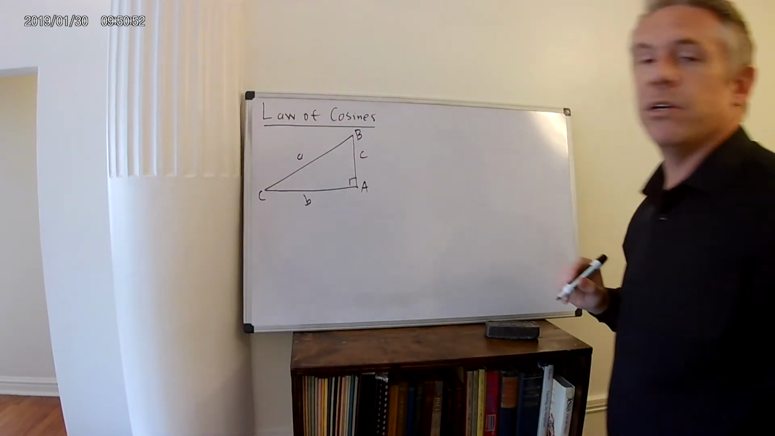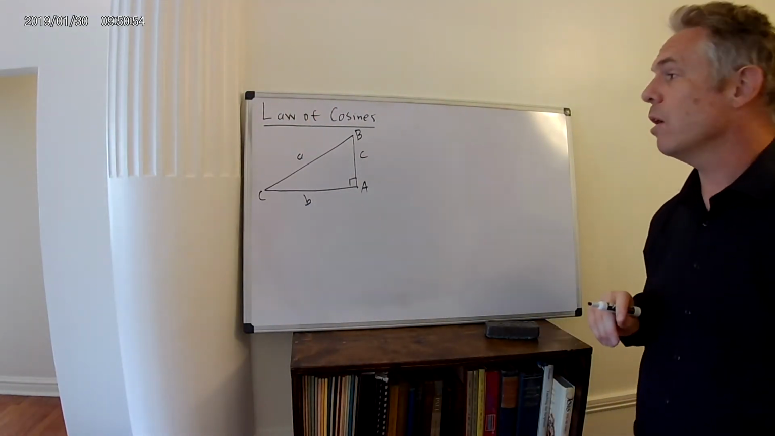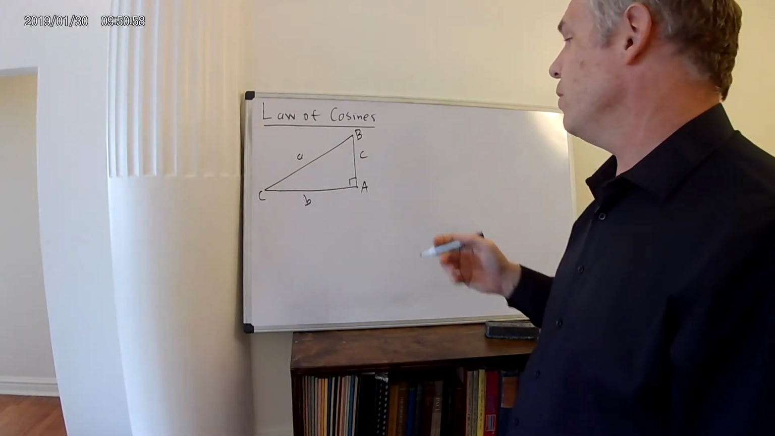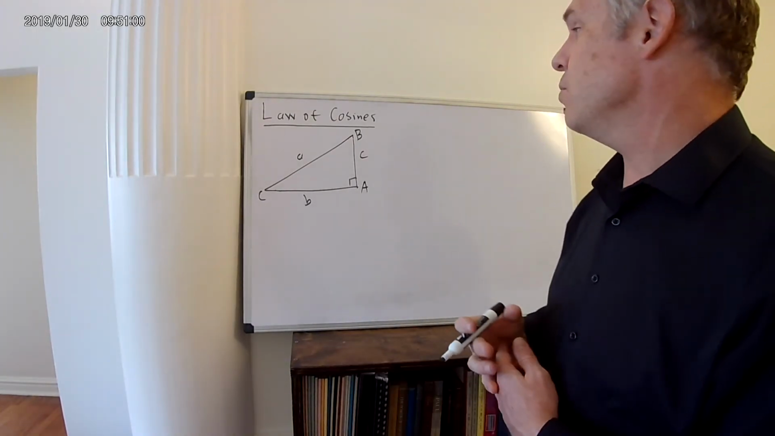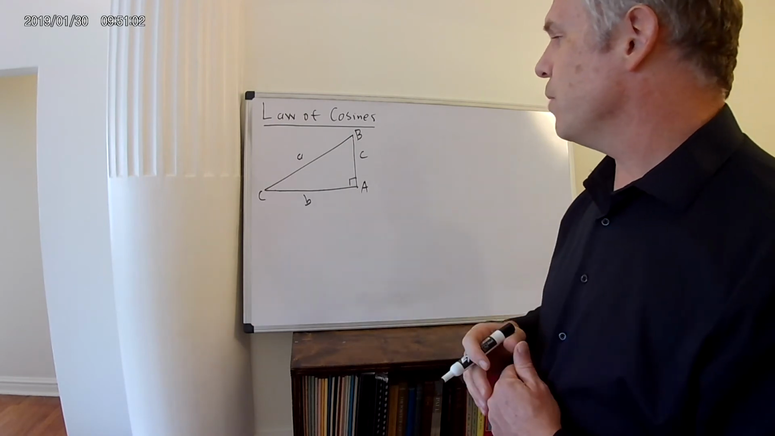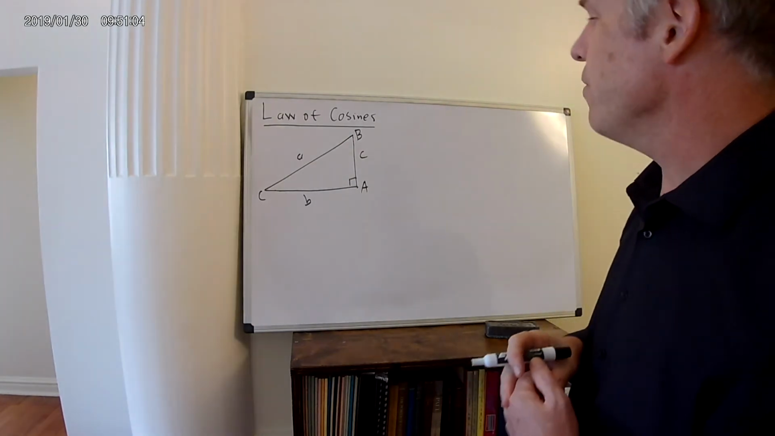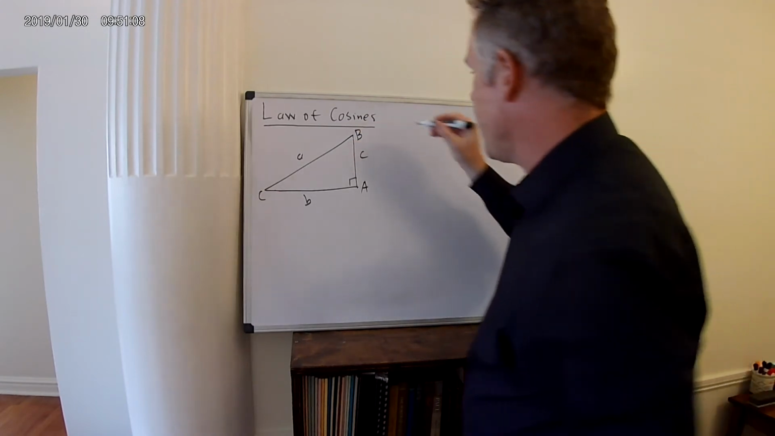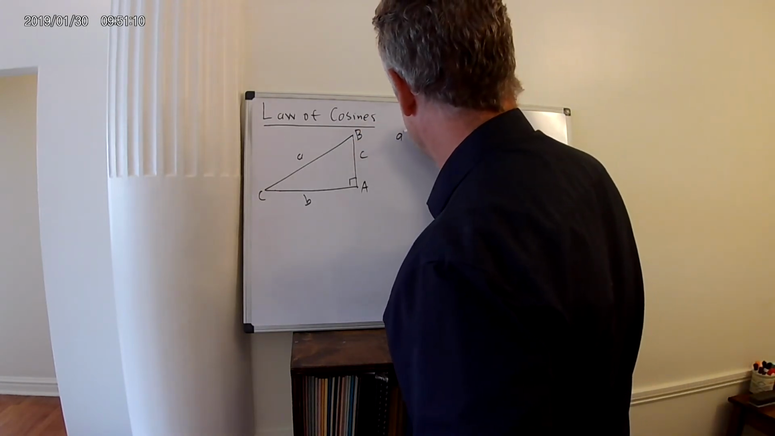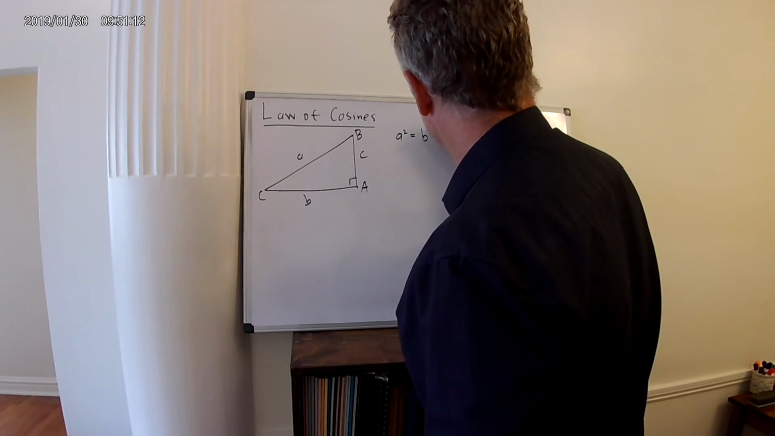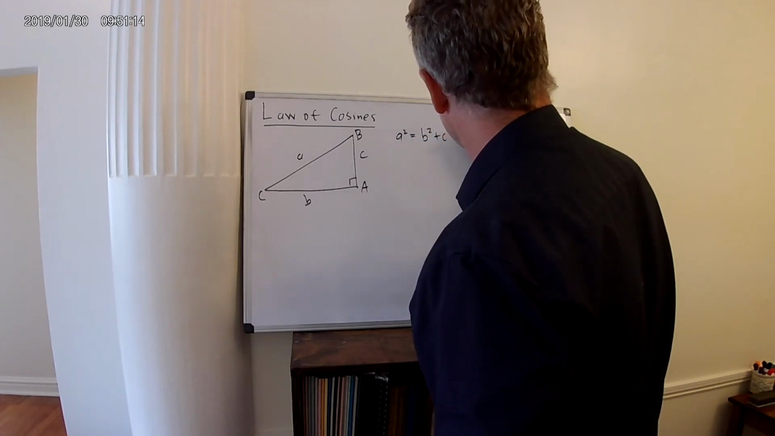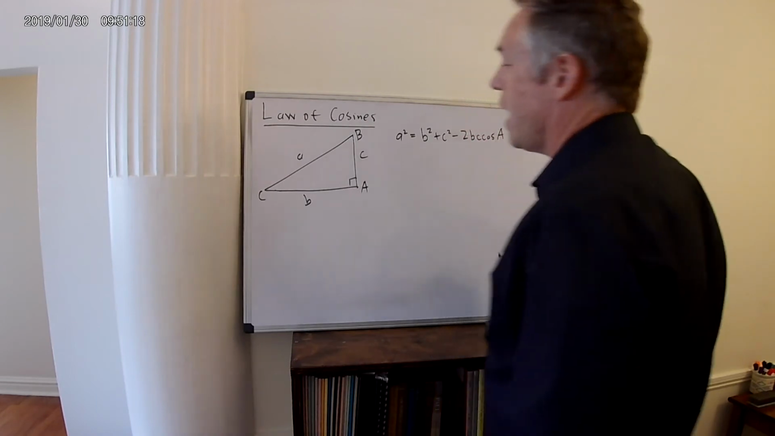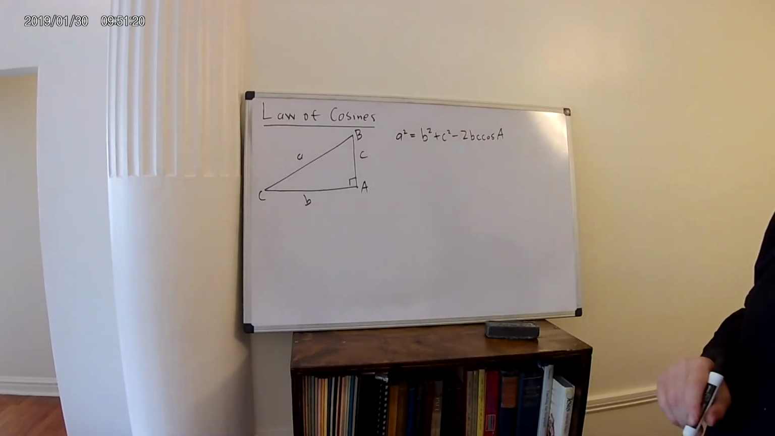Now you might wonder, why would I ever want to apply the law of cosines to a right triangle? Because right triangles we already know how to solve. We don't need the law of sines or cosines to do this. But I do want to show you something neat. If we try to apply the law of cosines to this triangle and apply it to the side A, we get A squared equals B squared plus C squared minus 2BC cosine of angle A. And we just talked about this law.